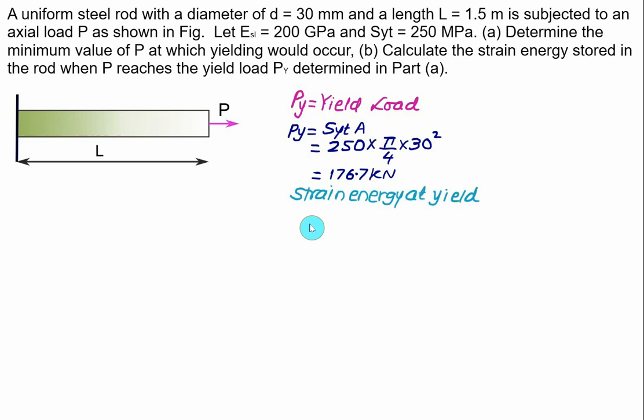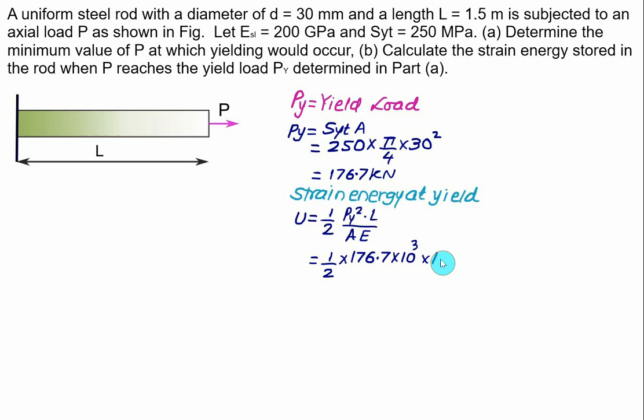The strain energy at the yield, which corresponds to the modulus of resilience, is given as total strain energy equal to 1 by 2 into load Py square multiplied by L divided by area and further divided by Young modulus. So we have 1 by 2. Load you have to take in Newton, that will be equal to 176.7 into 10 to the power 3. Length L is given as 1.5 meter.